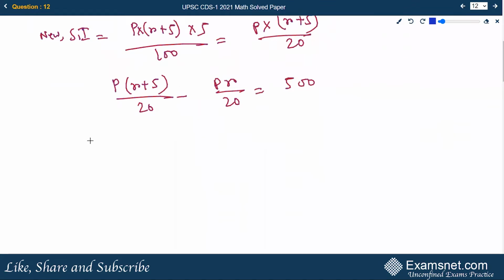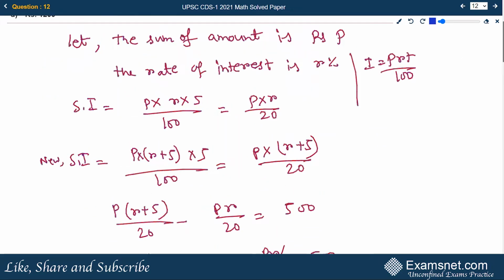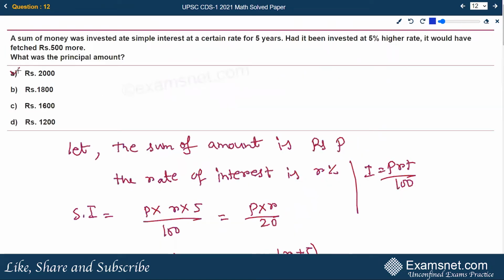So let's solve it. We will get PR by 20 plus 5P by 20 minus PR by 20, that is 500. Both PR by 20 get cancelled. It becomes P by 4, that is 500, or P is 500 multiplied by 4, that is 2000. So P equals 2000. The principal amount is 2000. Option A is the correct answer.